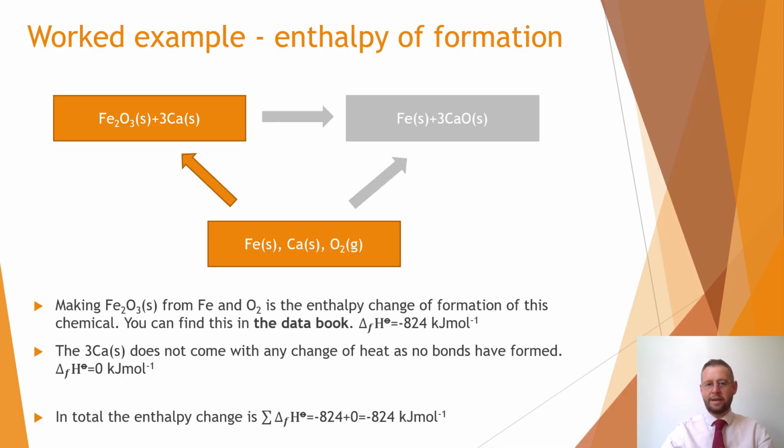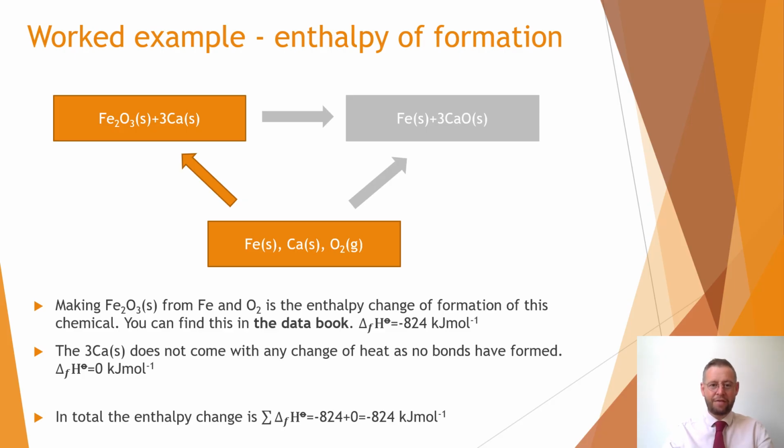We need to consider breaking the iron oxide into its individual elements. That's the intermediate step. Now, if we looked in the data booklet, we could find out how much energy is released when iron oxide forms. So basically, they would have probably used some sort of calorimetry in that instance. But what we want to know is how much energy does it take to break it back up again? It's going to be exactly the same. It's just going to be the opposite sign.